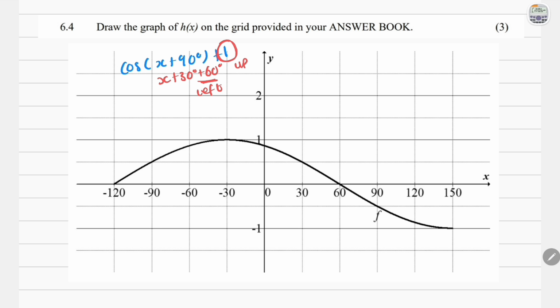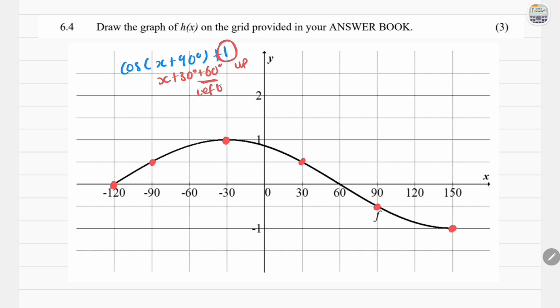Marking our important points, we need to look at where the graph has a y value of 0, where it has a y value of a half, that's here and here, and where it has a y value of 1, because that's going to be the maximum. And then, of course, where it has a y value of negative 1 and negative a half.